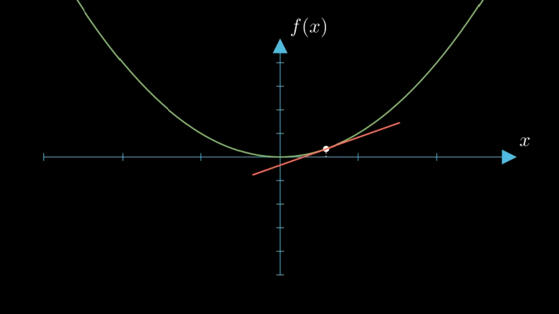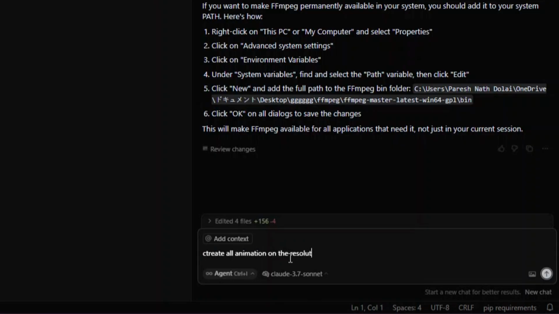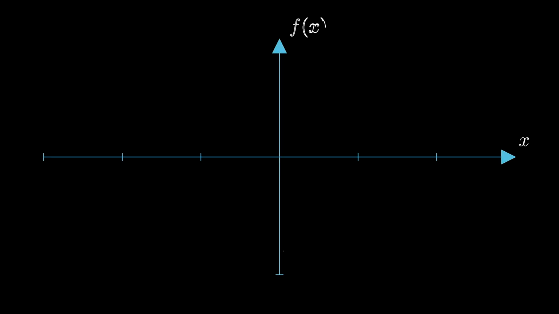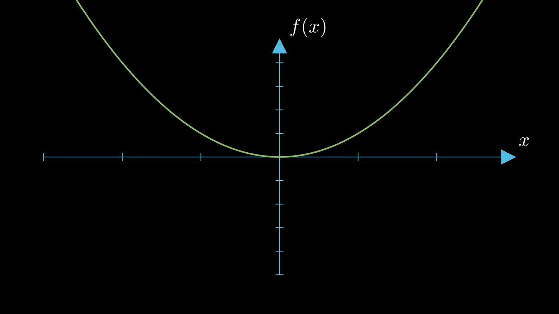But there is a problem that these videos are really low quality. So I'm going to quickly ask it to create the videos in 1080p. It has created the animation in 1080p. So we have fixed our resolution issue. Everything is set up now.